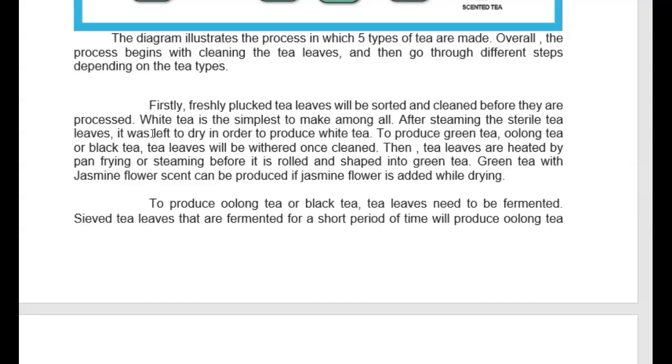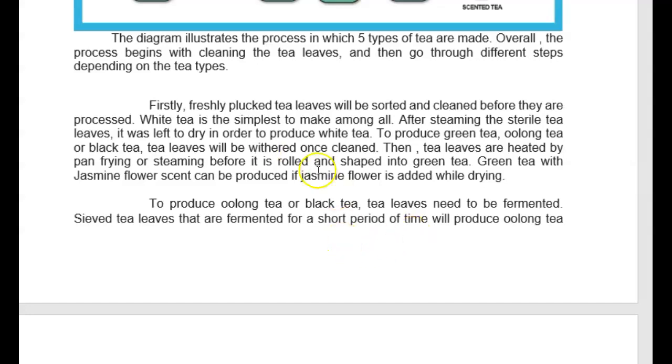To produce green tea, oolong tea, or black tea, tea leaves will be withered once cleaned. Then, tea leaves are heated by pan frying or steaming before they, careful with your agreement here, they are rolled and shaped into green tea. Green tea with jasmine flower scent can be produced if jasmine flower is added while drying.